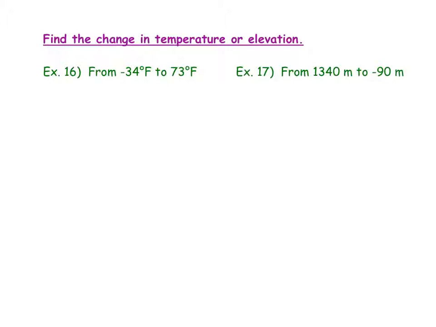It says to find the change in temperature or elevation. So when we're finding the change, we're subtracting. We're finding the difference, right, between the temperature and the elevation. So if I start at negative 34 and I'm finding the change, that means I'm subtracting 73. What is the difference between negative 34 and positive 73? So what I would do, because I'm subtracting, is I'm going to do keep, change, change. So I'd keep the negative 34, change the subtraction to addition, and change the 73 to a negative.